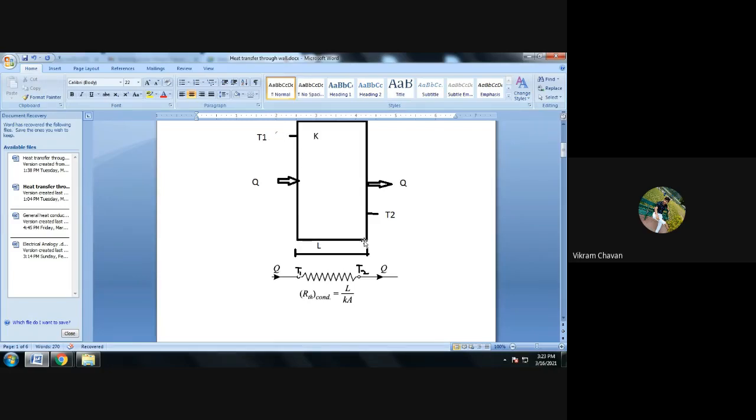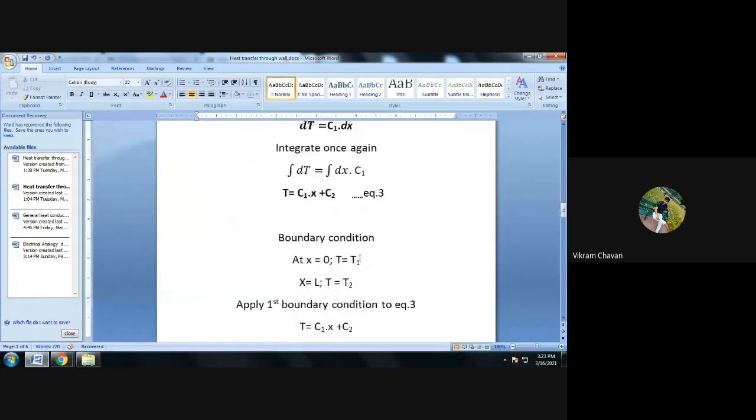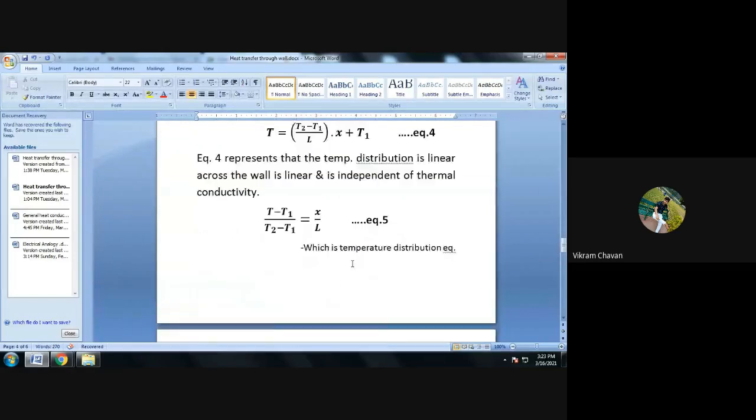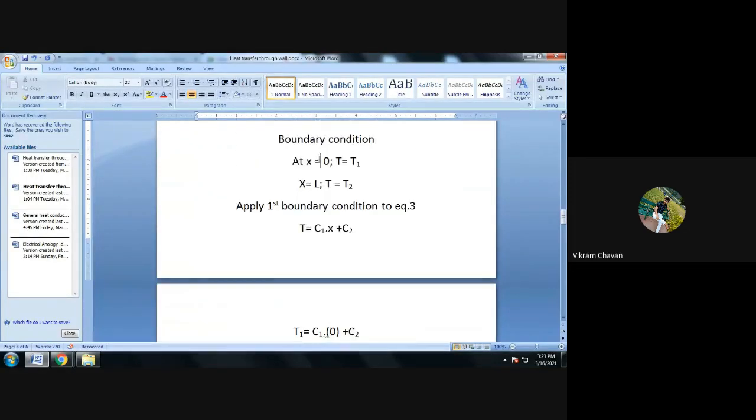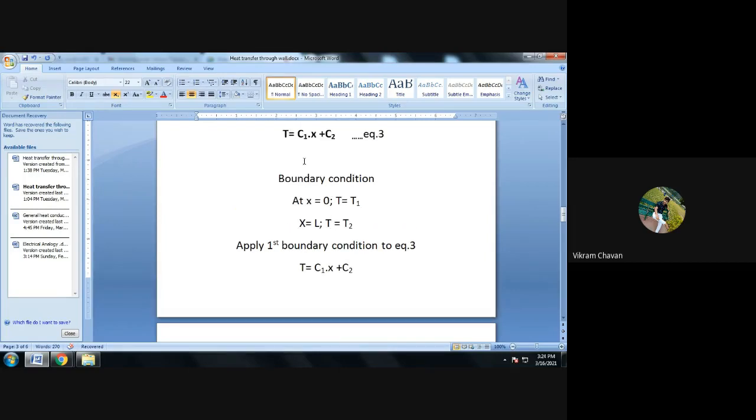When we reach the other surface, we can consider that x is equal to L. At x is equal to L, the temperature is T2. In a similar fashion, we have considered the boundaries here. So the boundary conditions: on the left face, at x is equal to 0, temperature T is equal to T1, and at x is equal to L, T is equal to T2. This is our equation number 3.